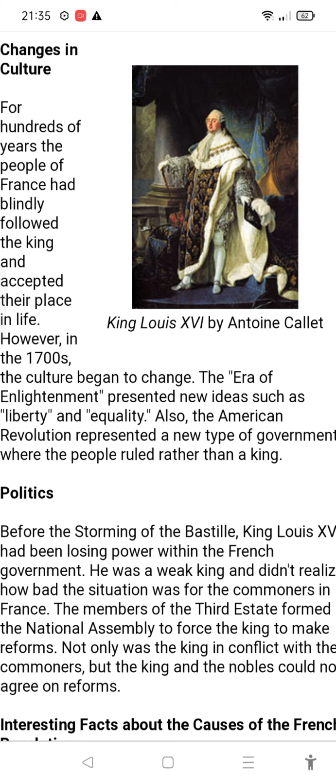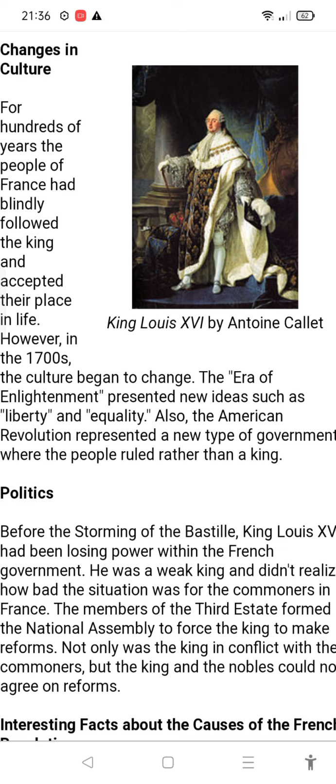Changes in culture. For hundreds of years, the people of France had blindly followed their king and accepted their place in life. However, in the 1700s, the culture began to change. The era of enlightenment presented new ideas such as liberty and equality. Also, the American Revolution represented a new type of government where the people ruled rather than a king.